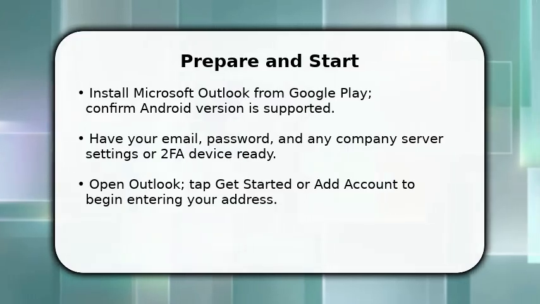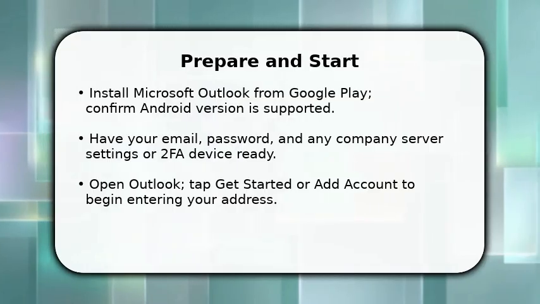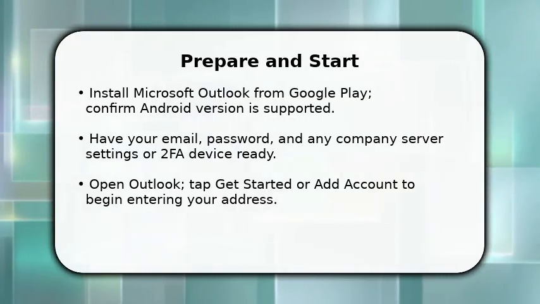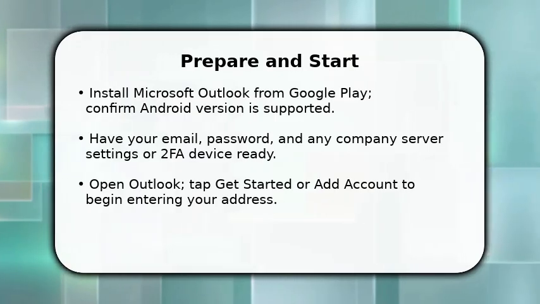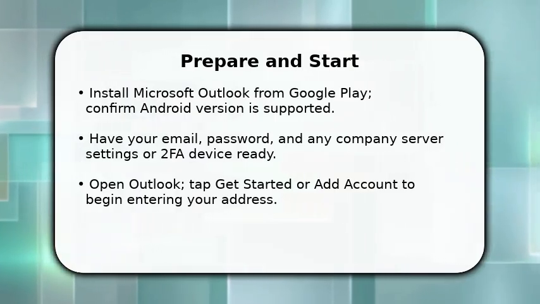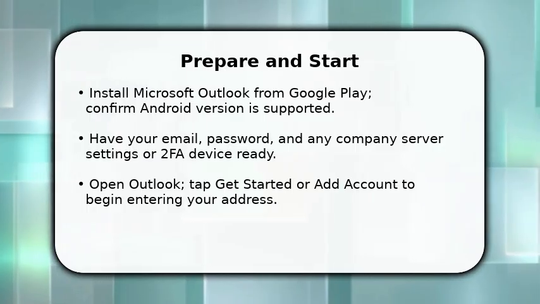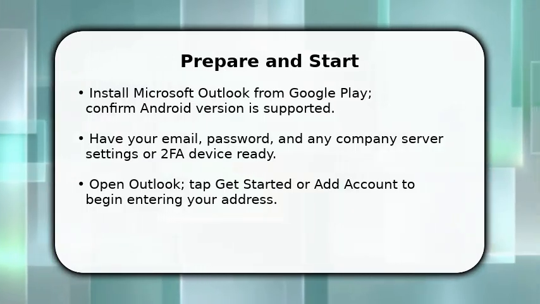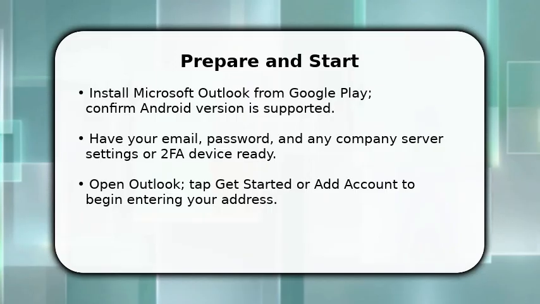You begin by installing and opening the Outlook app. This gives you integrated mail, calendar, and contacts quickly. Once done, tap Get Started or Add Account and type your full email address. You do this now because the app can auto-detect most providers and apply optimal sync settings.